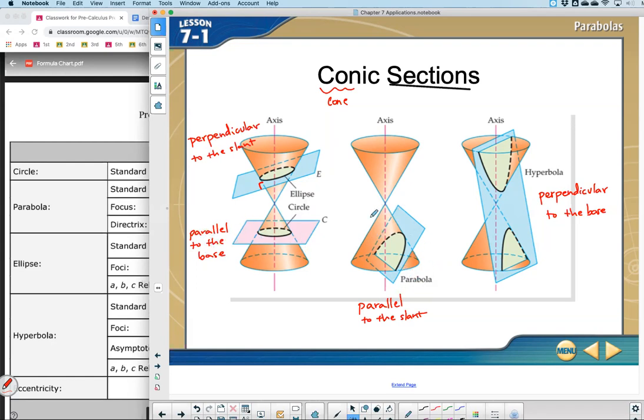Parallel to the slant: if you are parallel to the slant, it will be a parabola, but it doesn't have to be perfectly parallel to still be a parabola. And the same thing with the hyperbola. If you look at this, this is not perpendicular to the base. This image is obviously not perpendicular, but it still created a hyperbola. However, if the plane was perpendicular to the base, it would have to be, and only could be, a hyperbola. So that's kind of the verbiage. If you were going to get tested without the pictures, but just the verbiage, that's the verbiage that would be used. So I kind of want to review that.